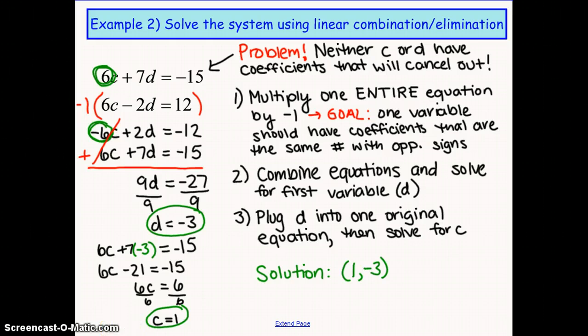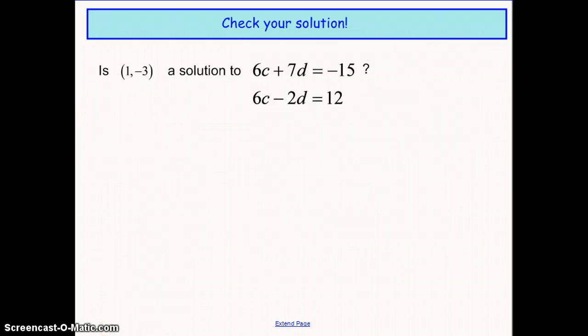The last thing to do is check, which I'm going to leave up to you. So you should go and check to see if (1, -3) is actually a solution to this system. And remember, you want to use the equation that you didn't just use to solve for the second variable. So you'll want to use this equation right here, because we just used this one to find c. Now you use this one to check. So pause the video for a second and check to make sure that that solution works in this equation.